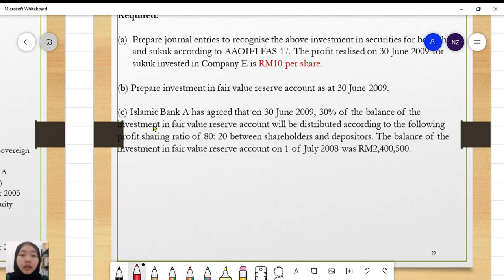And then you are required to prepare the investment in fair value reserve account, and then the pre-agreed ratio. Islamic Bank A has agreed that on 30 June 2009, 30% of the balance of the investment in fair value reserve account will be distributed according to the following profit sharing ratio, 80-20% between shareholders and depositors. So later you will calculate the profit that will be received between the shareholders and the depositors. Alright.